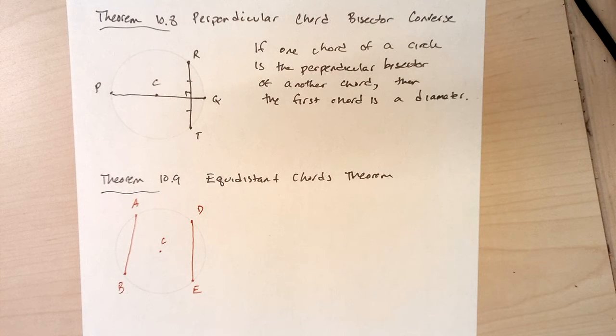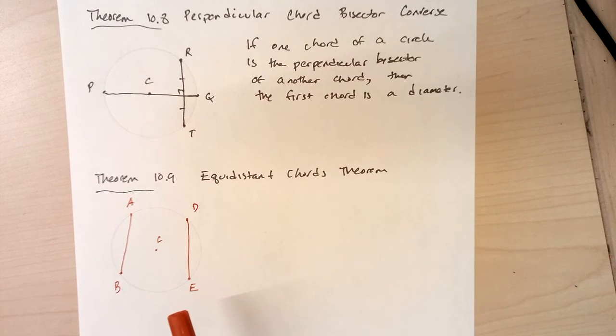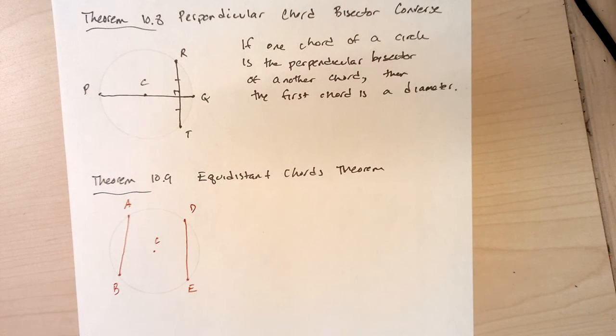And then the last theorem for 10.3 is the equidistant chords theorem. So the equidistant chords theorem states if you have 2 chords in a circle and they're congruent, then they're equidistant from the center of the circle, and vice versa. So we're going to write it as a biconditional statement. But I could show you in the diagram here.